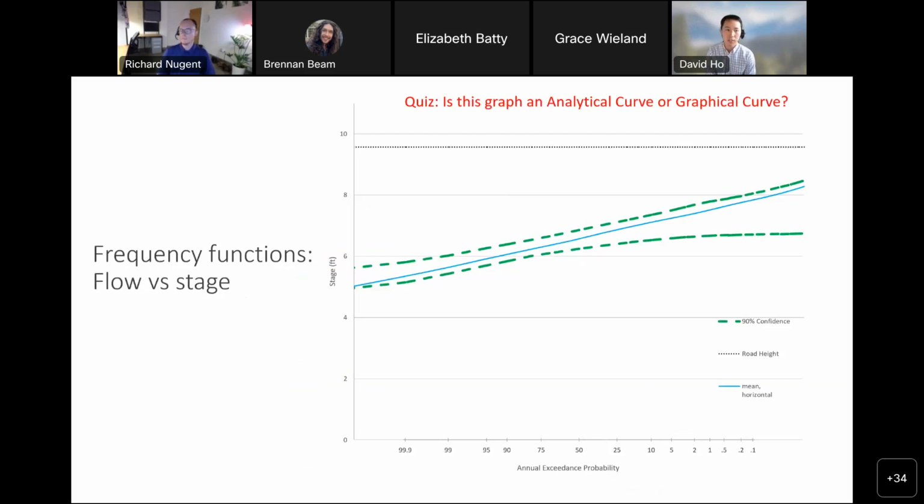I have just a quiz question here for the group. What do you think this graph is? Do you think it's an analytical curve or a graphical curve? If you think it's an analytical curve, in your icons, why don't you use the rabbit icon. If you think it's a graphical curve, use the tortoise icon. I'll give you a few seconds to see what you think about how this curve was generated.